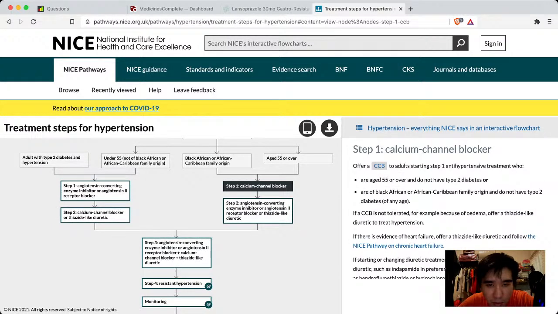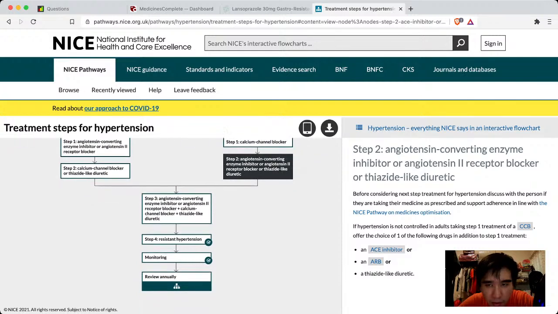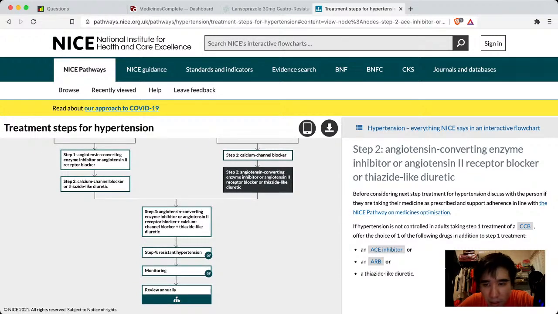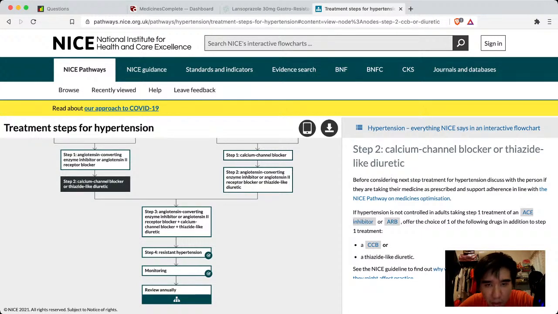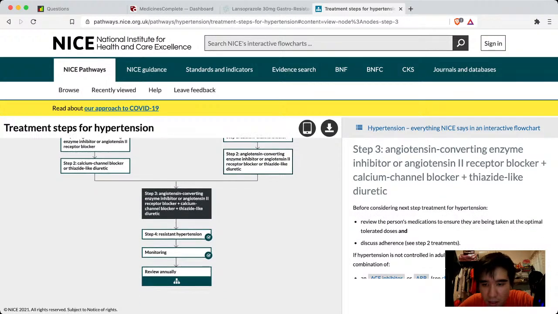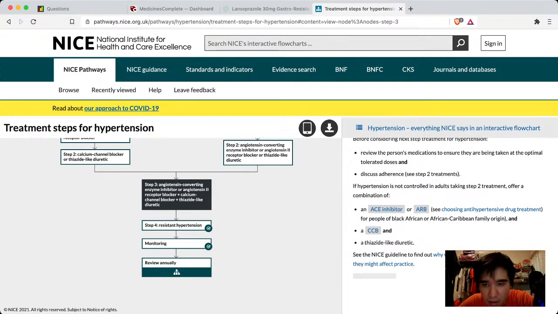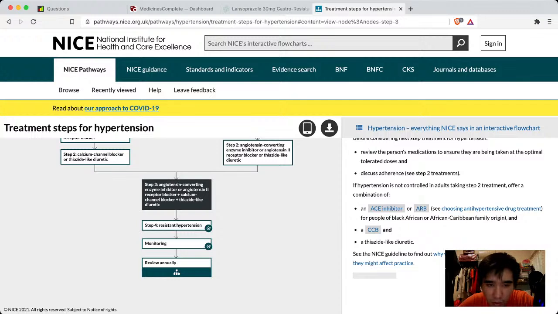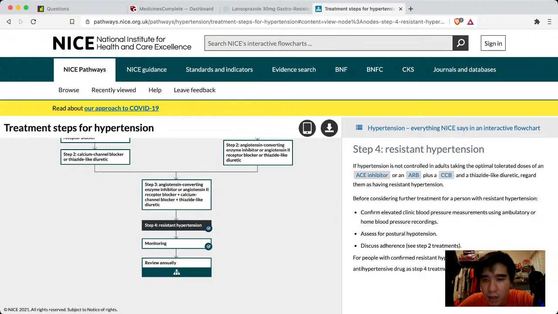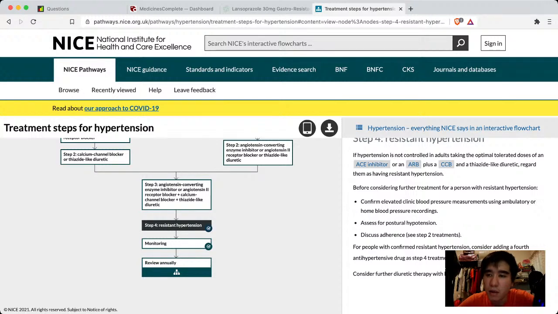Over 55, give a CCB. Then after that, you add your ACE inhibitor or thiazide. Then step 3 is adding whichever is not there yet, either ACE inhibitor, CCB, or thiazide. Then we go to step 4, resistant hypertension. If hypertension is not controlled in adults taking the optimal tolerated doses of an ACE inhibitor or an ARB plus a CCB and a thiazide diuretic, regard them as having resistant hypertension.